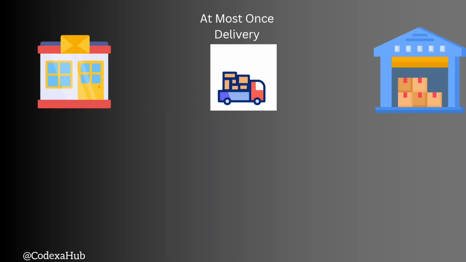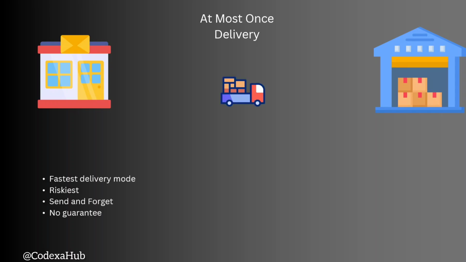But here is the risk. What if the pickup truck crashes on the way? What if the parcel falls off the bus? Well, in those cases, the parcel office does not care. If the parcel is lost, it's lost. No resending of the parcel. That is at most once delivery. The fastest delivery mode, but also the riskiest. It's like send and forget. No guarantee is provided that the parcel actually arrives.